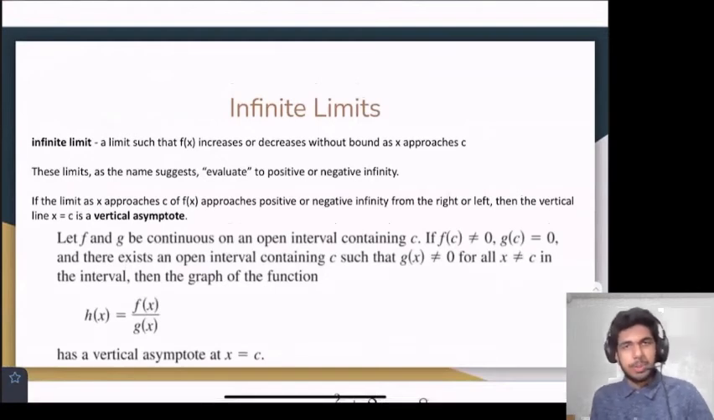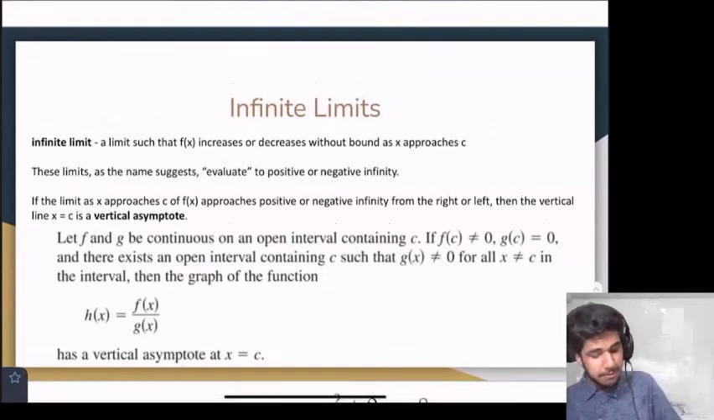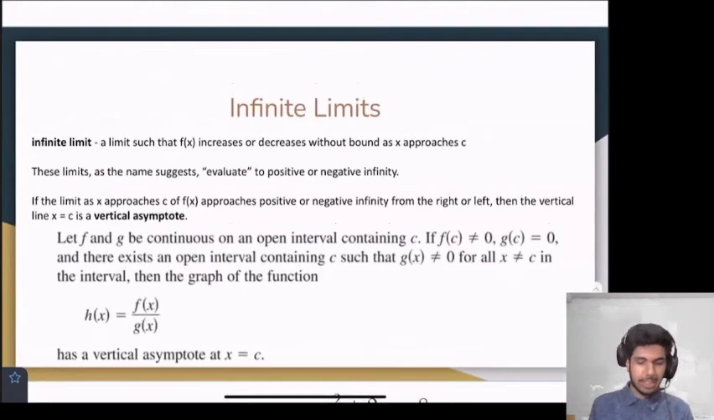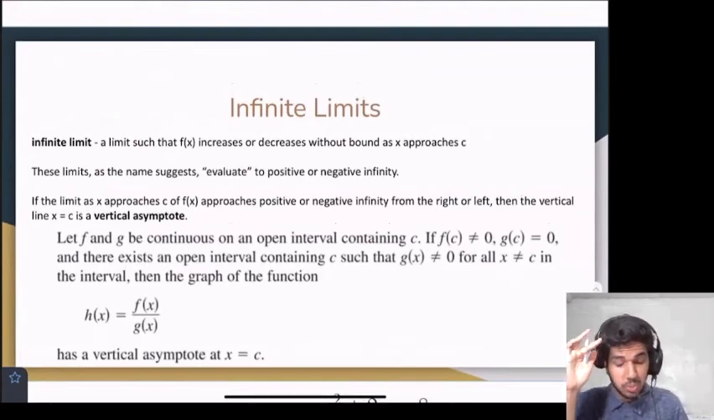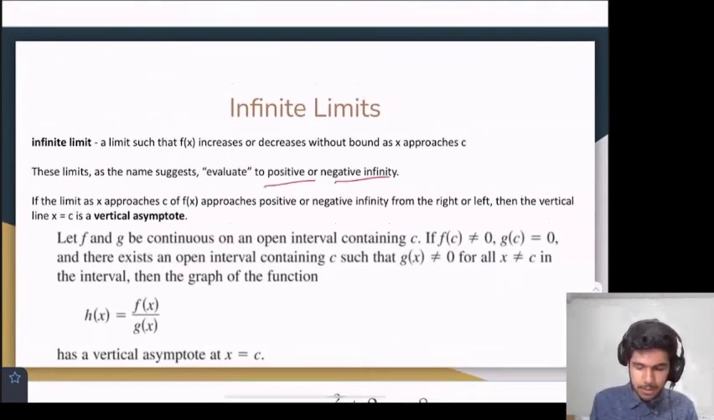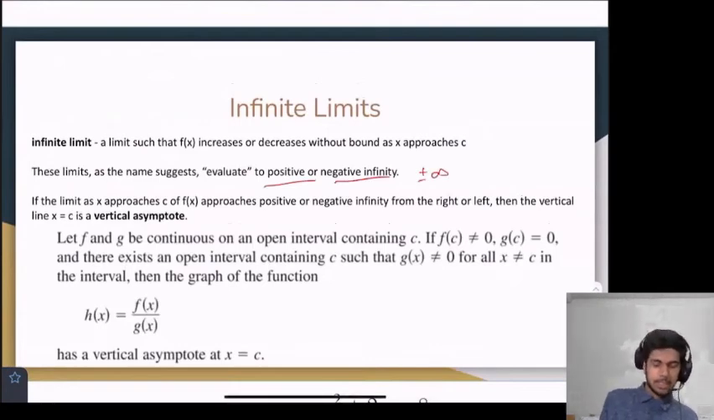So now let's talk a little bit about infinite limits. An infinite limit is a limit such that f of x increases or decreases without bounds, that's the term we use, as x approaches c. These limits, as the name suggests, evaluate to positive or negative infinity. If the limit as x approaches c of f of x approaches positive or negative infinity from the right or left, then the vertical line x equals c is a vertical asymptote.